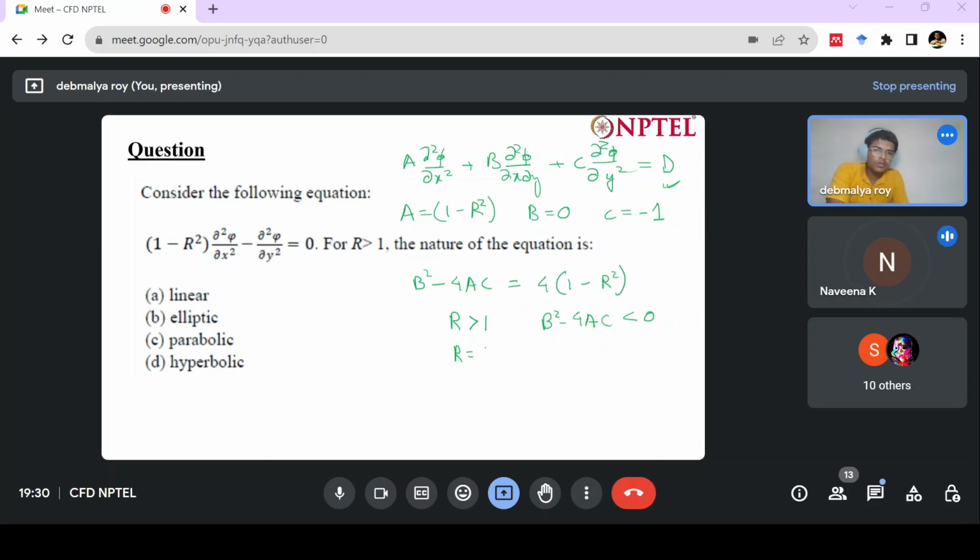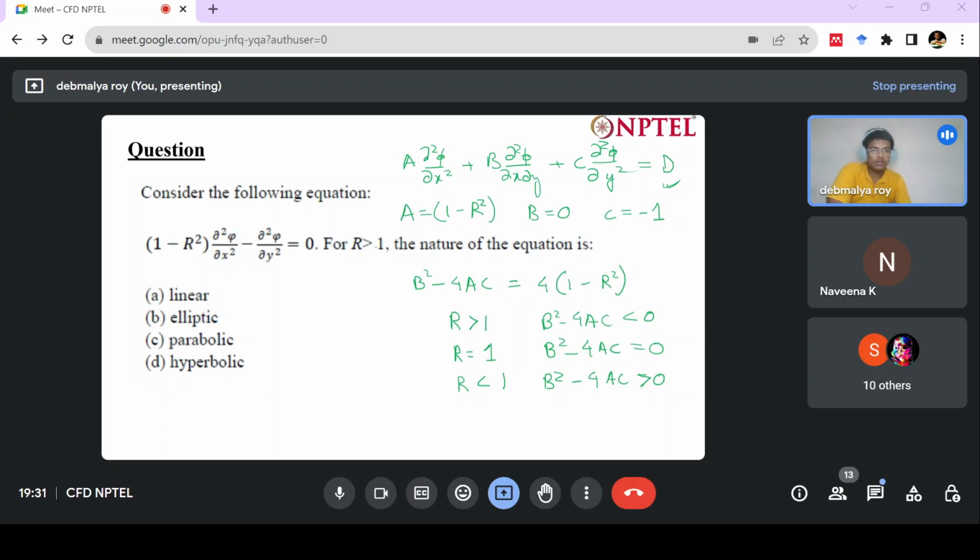If r equals 1, this will become 0, so b square minus 4ac will be 0. And if r is less than 1, then this will be positive. So depending on the value of r, this equation will be either elliptic, hyperbolic, or parabolic. What is given? r is greater than 1 is given.